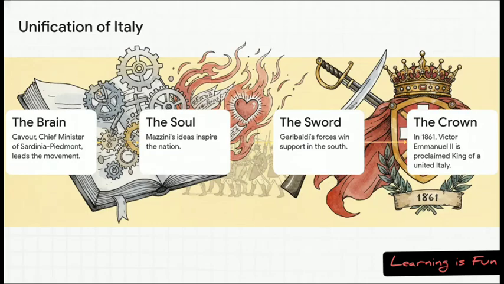A really similar story played out over in Italy. It was a team effort, really. You had the soul, which was Mazzini's revolutionary ideas. You had the brain, the clever political maneuvering of Chief Minister Cavour. And you had the sword, the popular military hero Garibaldi. And together, they managed to forge a united Italy, putting a king, Victor Emmanuel II, on the throne in 1861.